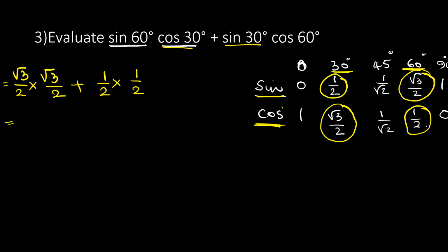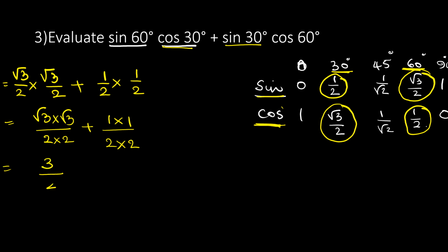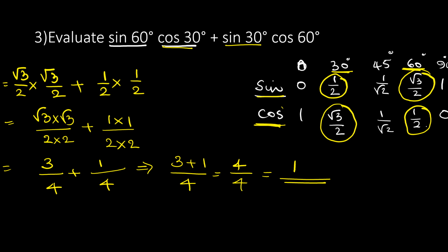Now this is equal to root 3 into root 3 divided by 2 into 2 plus 1 into 1 divided by 2 into 2. Root 3 into root 3 is 3 divided by 2 into 2 is 4, plus 1 divided by 4. Here the denominators are same, so we can write as 3 plus 1 divided by 4. That is 4 divided by 4, that is equal to 1. So 1 is the answer.